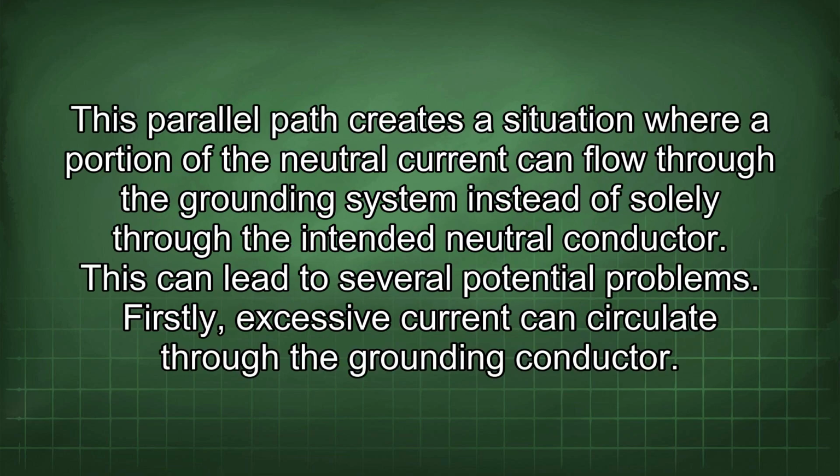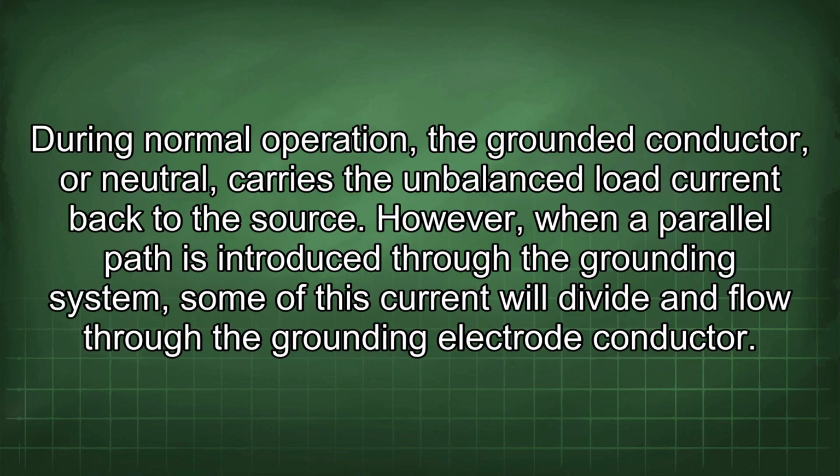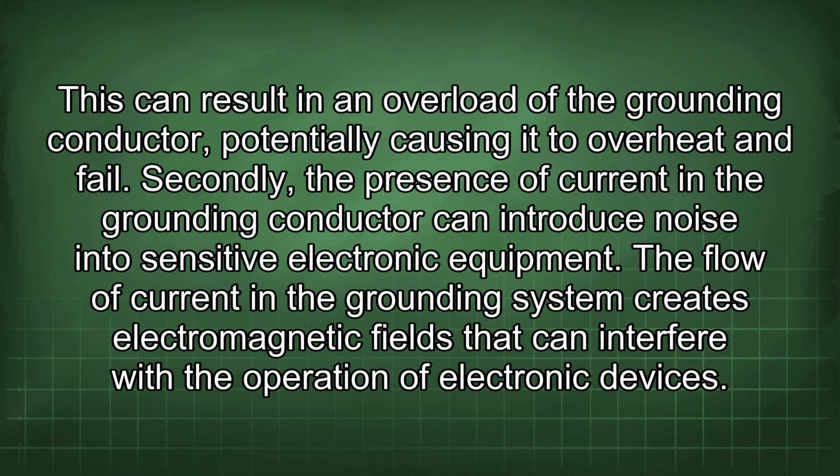This parallel path creates a situation where a portion of the neutral current can flow through the grounding system instead of solely through the intended neutral conductor. This can lead to several potential problems. Firstly, excessive current can circulate through the grounding conductor. During normal operation, the grounded conductor, or neutral, carries the unbalanced load current back to the source. However, when a parallel path is introduced through the grounding system, some of this current will divide and flow through the grounding electrode conductor. This can result in an overload of the grounding conductor, potentially causing it to overheat and fail.